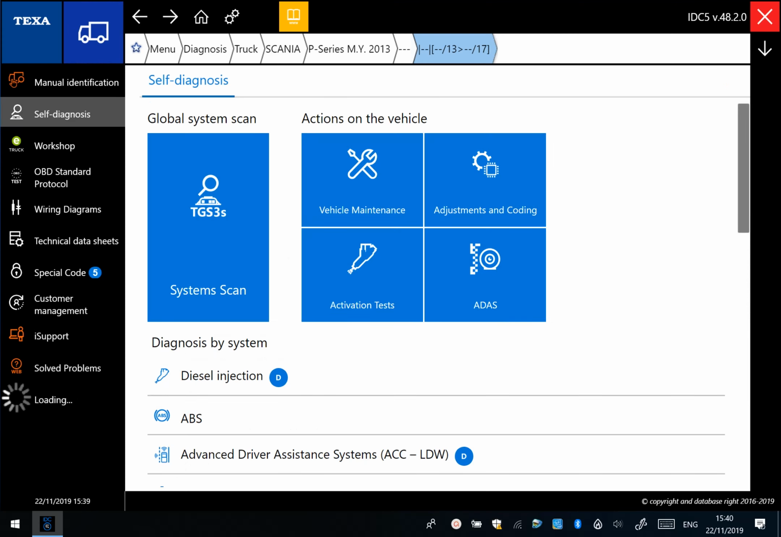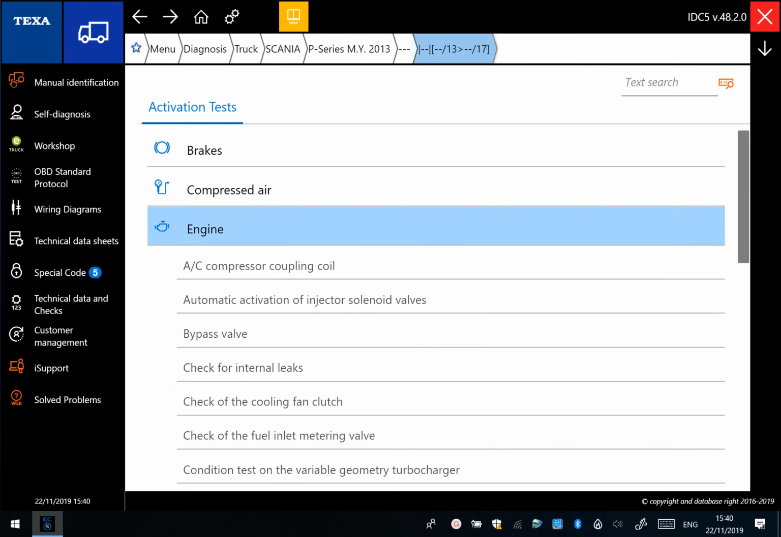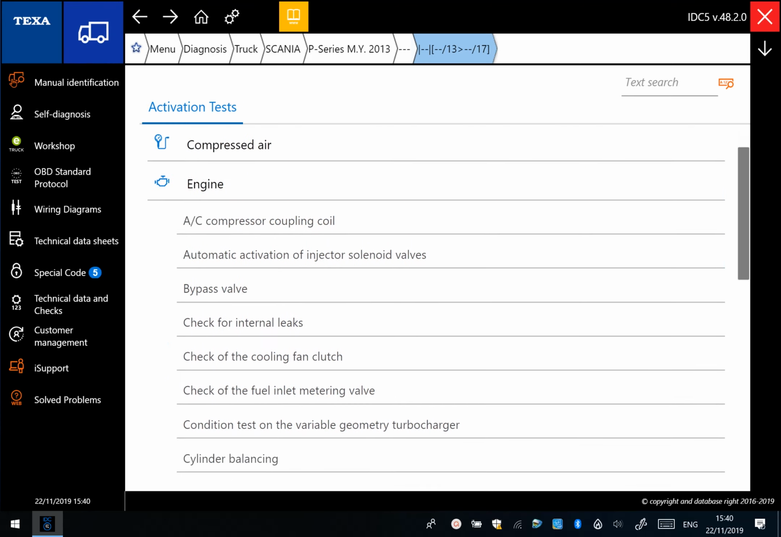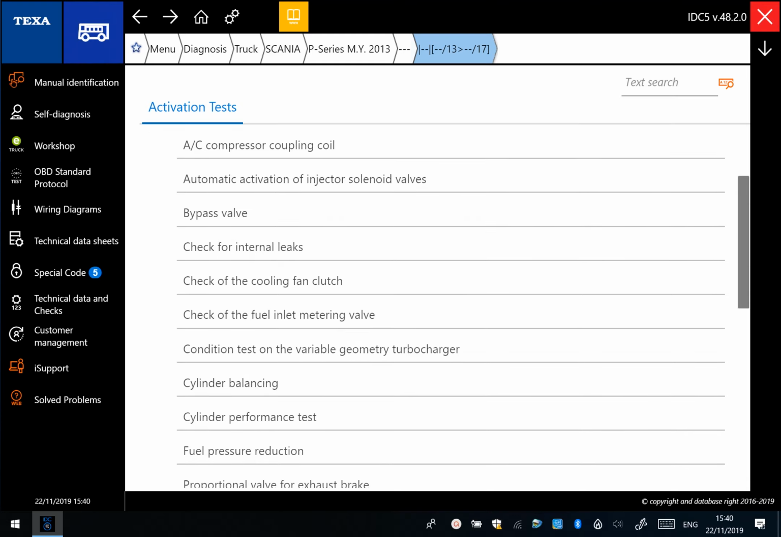We'll just click back, and we'll go to activations. Now these are all the tests that you can have the TEXA perform on the vehicle, just to help your diagnosis. So for example, on the engine, you can see there's a multitude of tests that you're going to be able to carry out. Bear in mind this is dependent on the ECU, so again we're looking at all the possible tests that we can do, but until we plug in, there might be a portion of those we can't do. But Scania were pretty good, obviously being European.